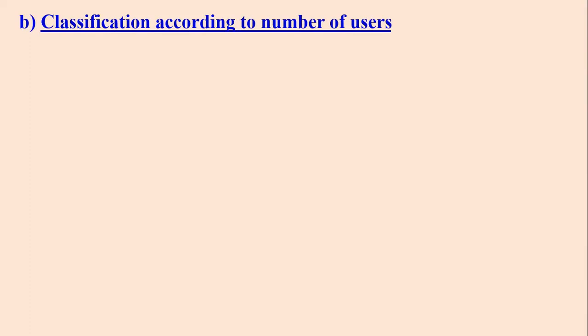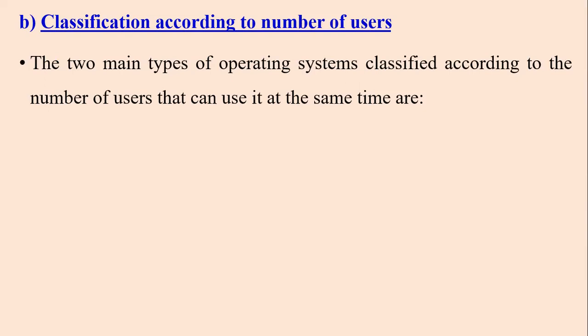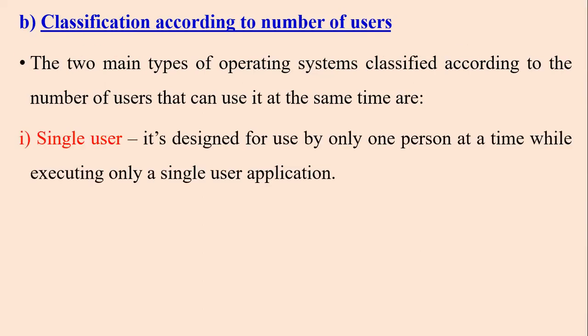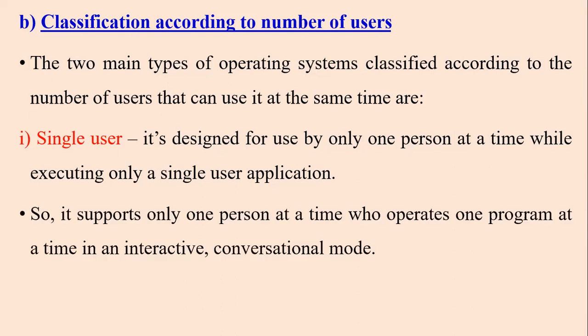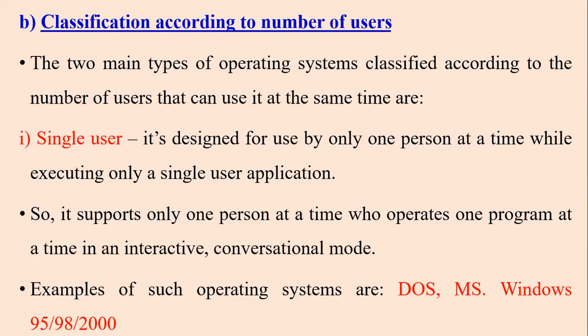Classification according to number of users. The two main types of operating systems classified according to the number of users that can use it at the same time are, number one, single user operating systems. These are operating systems that are designed for use by only one person at a time while executing only a single user application. So, it supports only one person at a time who operates one program at a time in an interactive conversational mode. Examples of such operating systems are the disk operating system, DOS, Microsoft Windows 95, 98, 2000, and other similar operating systems or versions of Windows.